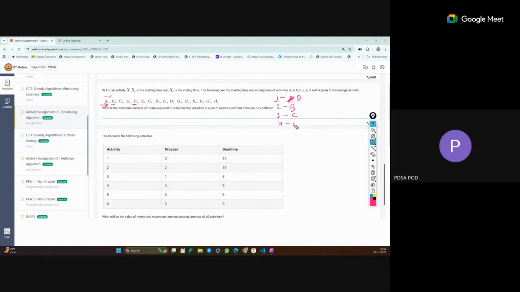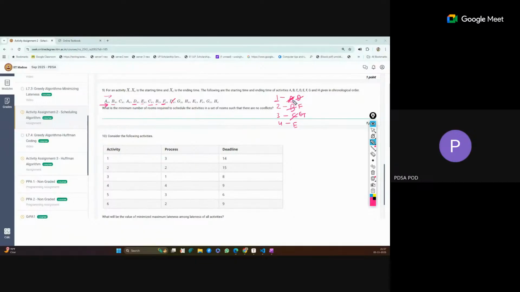So for E, that fourth room we have to create. Okay, now C is completed here, so B is also completed. So rooms 2 and 3 have now become empty. The next activity is coming, so we can allocate it to any, like F. So D is also finished. Now G is coming, so we can give it any. Okay, so the G we are giving.